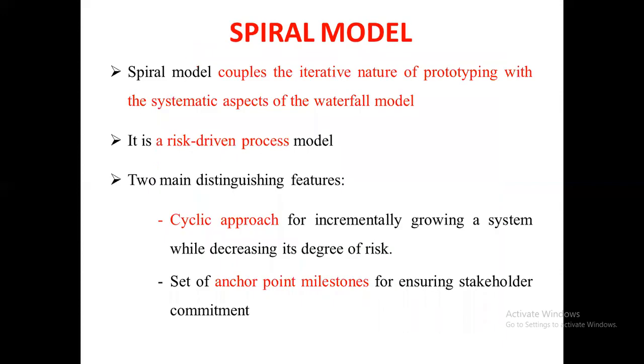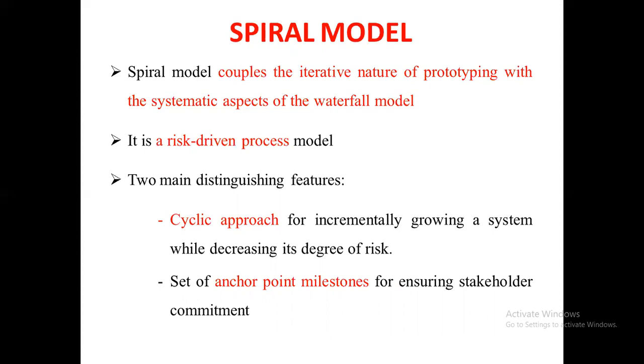So here also we are going to have the iterative nature of prototyping. The one extra feature here is that it is a risk driven process model. We are going to do risk analysis at each and every stage. The main distinguishing feature in the spiral model is that we follow a cyclic approach for incrementally growing the system features while decreasing the degree of risk. So we incrementally add the features. At the same time, we do risk analysis and the risk will be reduced. So this is the main feature of the spiral model.